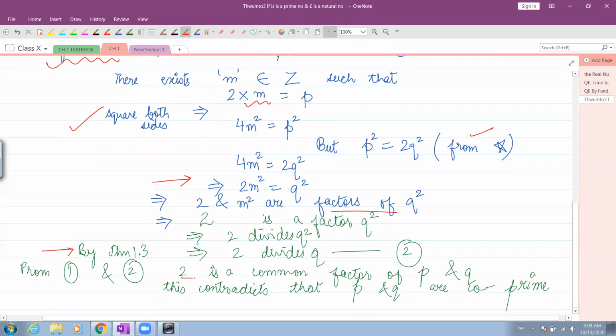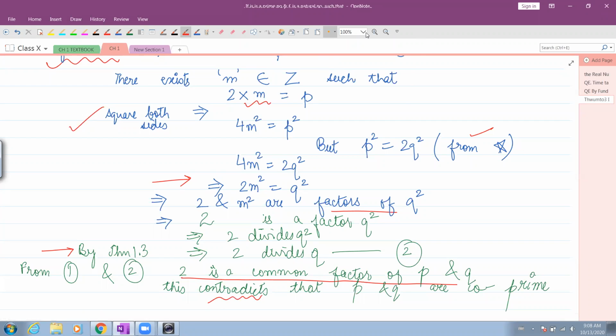So this is what I've written. 2 is a common factor of p and q because 2 is dividing p and 2 is dividing q. But हमने तो ऊपर लिखा था कि p and q को प्राइम है. इनको 1 के अलावा कोई और नंबर डिवाइड नहीं करता. There is no common factor other than 1. So ये आ गई contradiction.